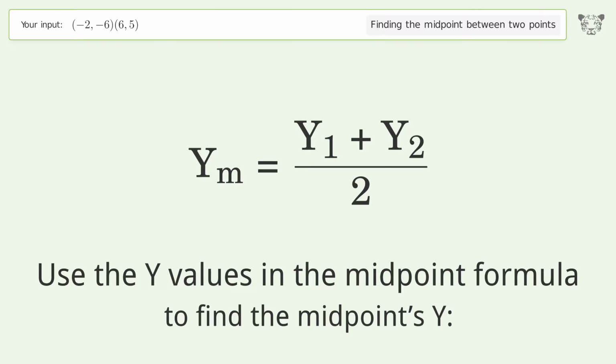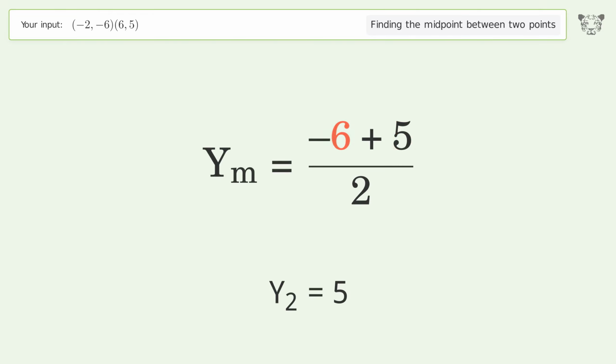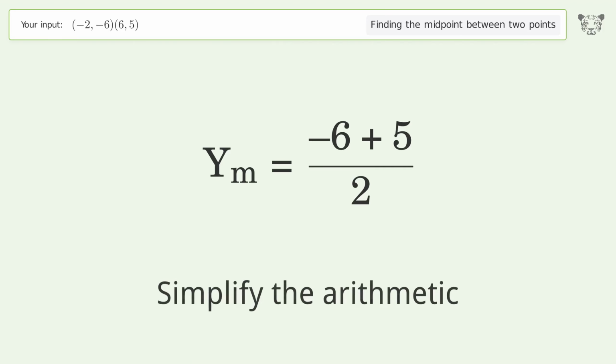Use the y values in the midpoint formula to find the midpoints y. y1 equals -6. y2 equals 5. Simplify the arithmetic.